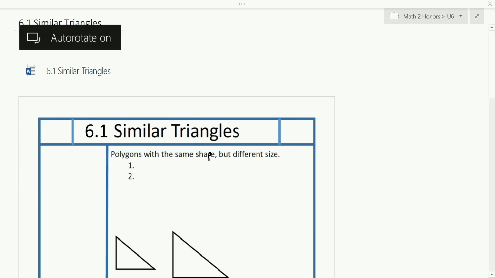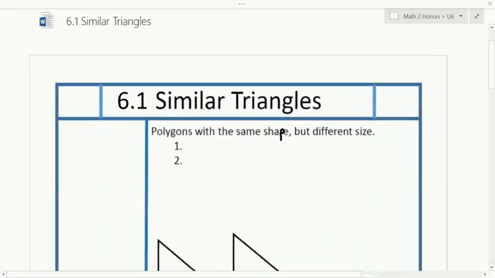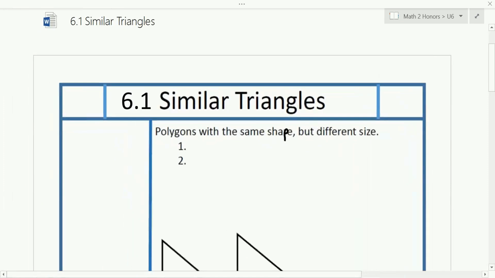Okay, triangles is our topic, and what we're learning applies to all geometrical polygons, but we're going to focus on triangles. But some of the concepts and ideas that I'm going to be sharing with you can apply to quadrilaterals or 10-sided figures, or those kinds of things.